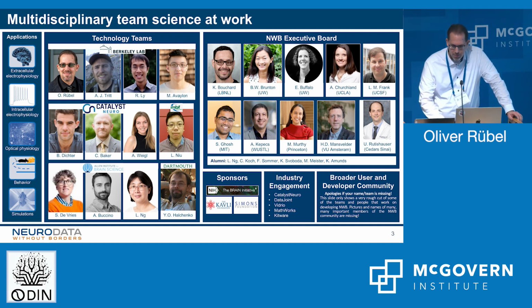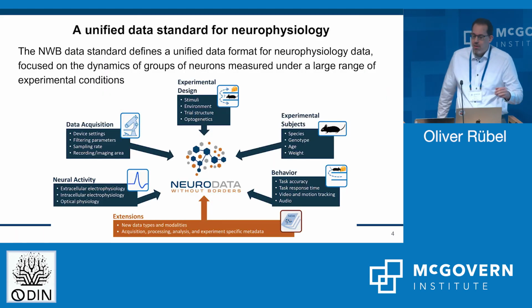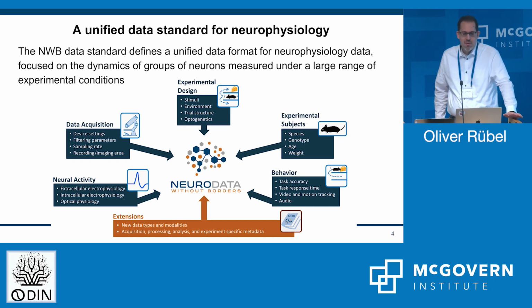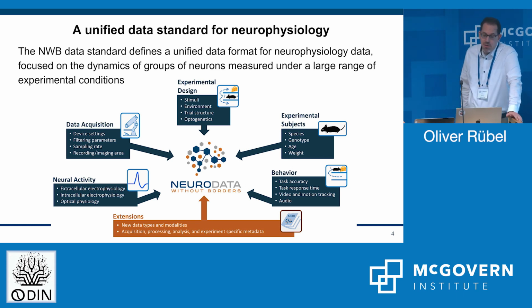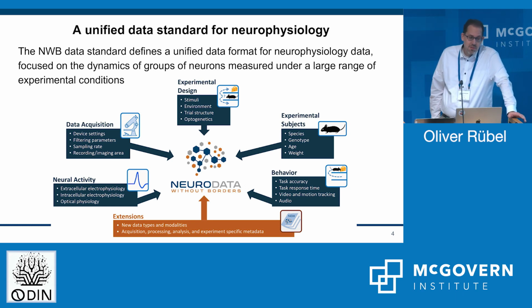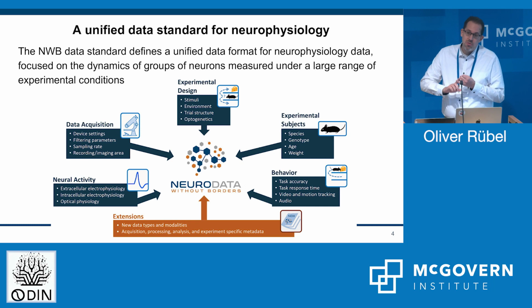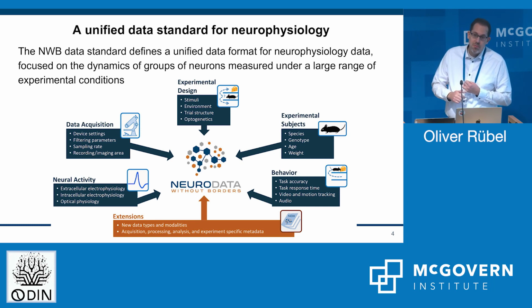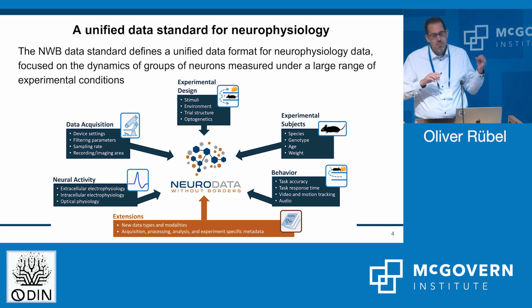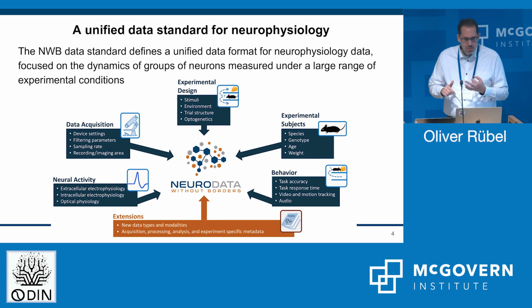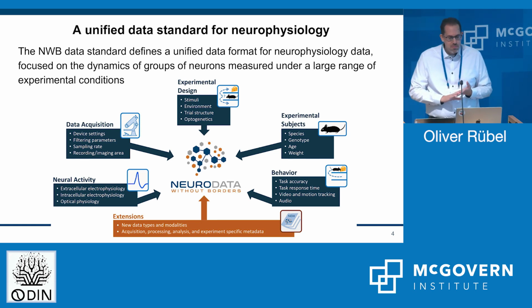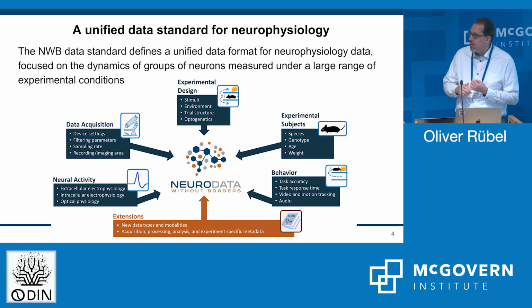And so, to kick things off, what is NWB? Well, NWB, first of all, is a unified data standard for neurophysiology data that focuses on the dynamics of groups of neurons measured under a large range of experimental conditions. In NWB, we're covering a broad range of end-to-end data from neurophysiology experiments, from the ability to store the neural activity, from electrical and optical physiology recordings, to information about the data acquisition, the experimental design, such as your trial structure, stimuli, and so on, metadata about your subject, as well as recordings of the behavior of subjects.